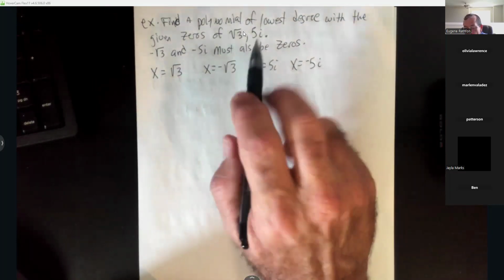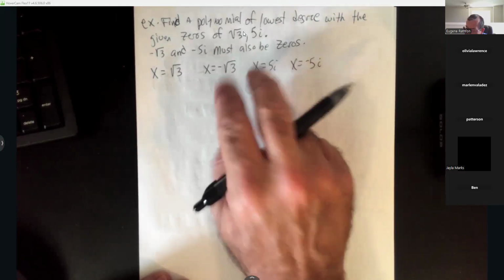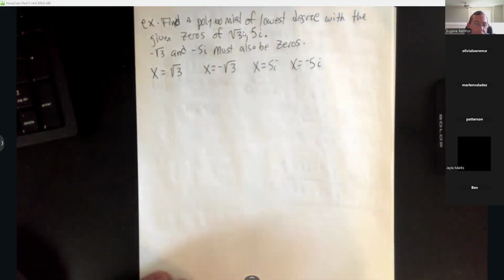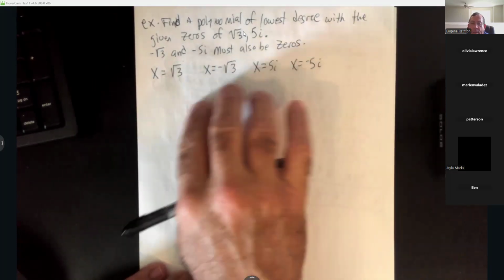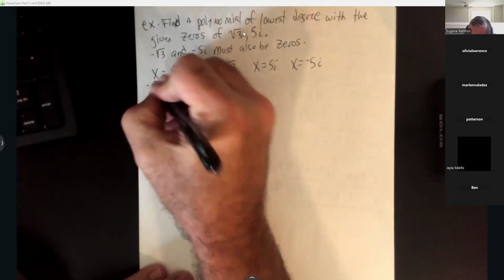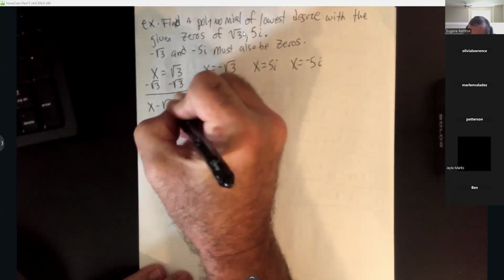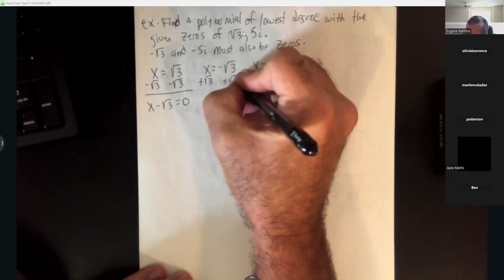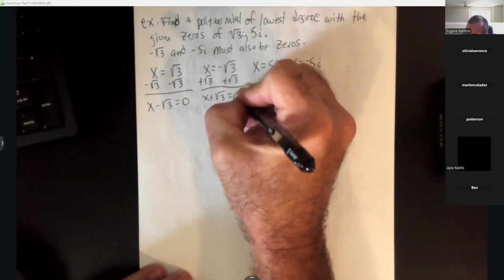All right, so that's what they're wanting you to know on these two problems, the one before this one and this one. That if they're giving you these type of zeros, their conjugates must also be a zero, okay? All right, so we're doing this like we did the last one. I need a zero on the right side. So subtract square root of 3. I get x minus square root of 3 equals 0. Add a square root of 3. You're going to get x plus square root of 3 equals 0.